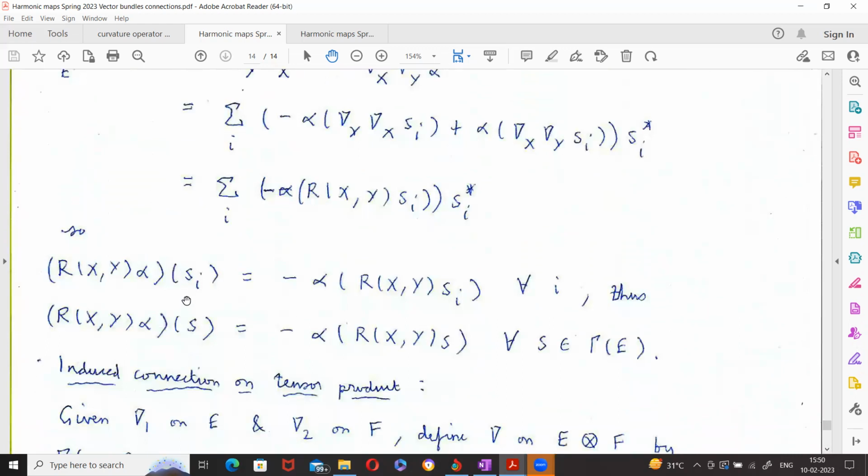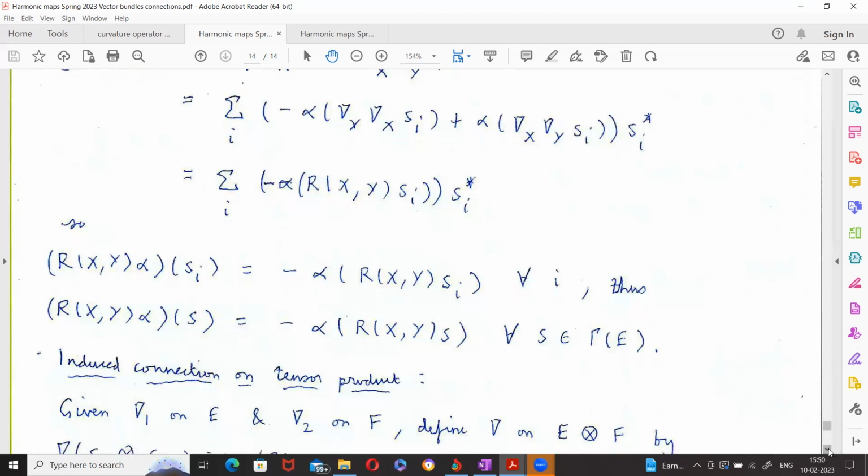And the last formula is by C-infinity(M) linearity. Any s I can write as the summation of a_i s_i. And I know that the curvature operator is C-infinity(M) linear. So the a_i will come out. Okay, so I'll get this formula for any s. Okay. So that gives me the curvature of the dual bundle.